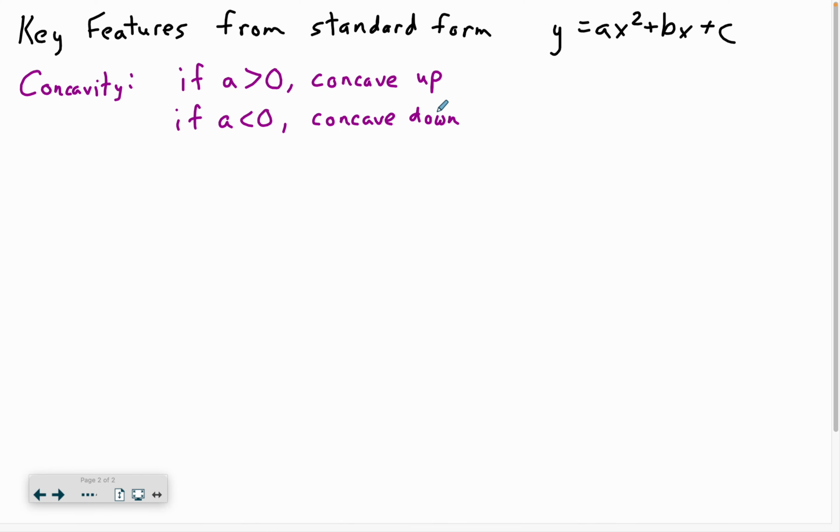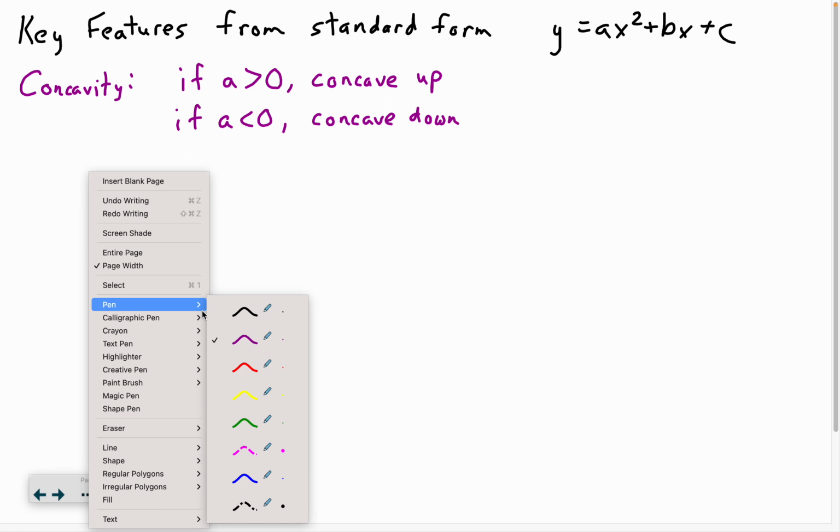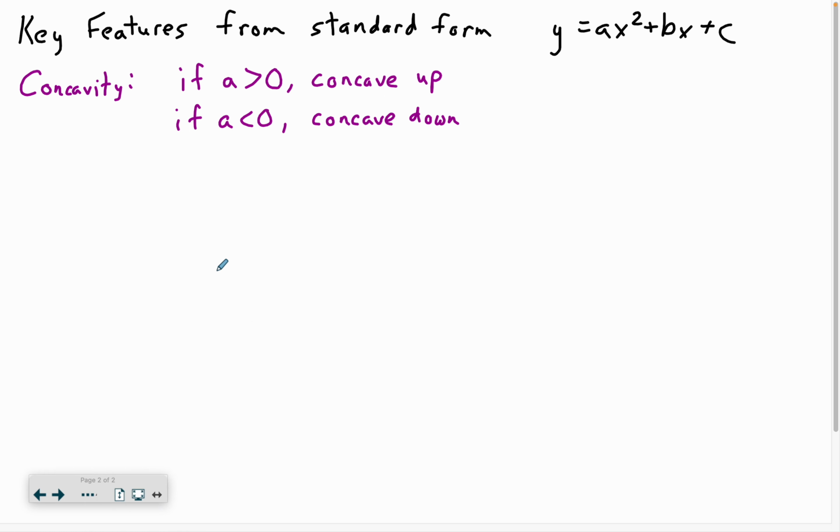Same exact thing as before. And same thing in terms of the magnitude of the a value. If the absolute value of a is greater than 1, it's a stretch. If the absolute value of a is between 0 and 1, it's a compression or a shrink. It gets shorter. So that's concavity. That's the exact same thing as it was from vertex form.